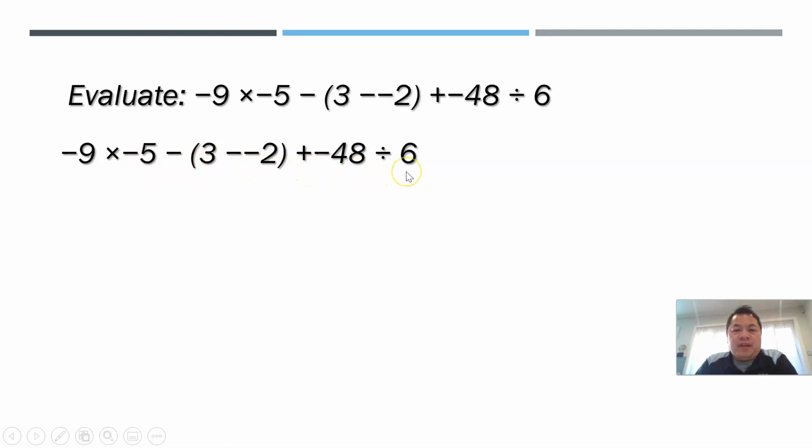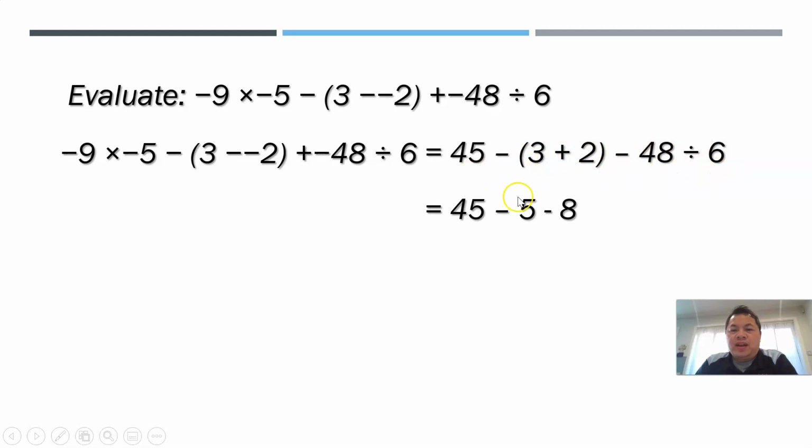Okay, then let's look at the other part here. So minus 8, okay, plus minus becomes minus, isn't it? This is something that we have learned previously. And 48 divided by 6. So again, looking at this left to right, I can solve the bracket. I can solve here. So that's how I get 45 minus 5. How do you get minus 8? 48 divided by 6 is 8. So you get minus 8 as a result.